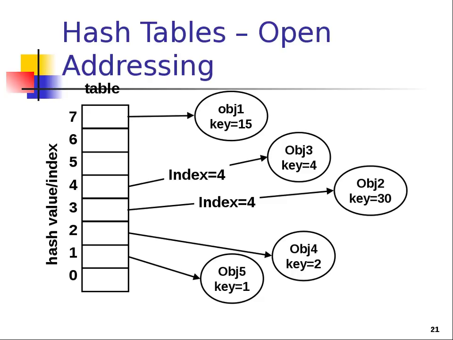All right, open addressing. So you might have a hash table similar to this, but you have two objects, object 3 and object 2, that both map to index 4. But when object 2 was put there, it was pushed down to index 3.